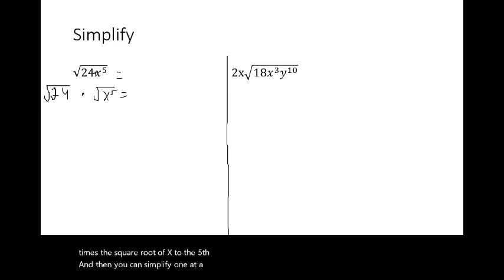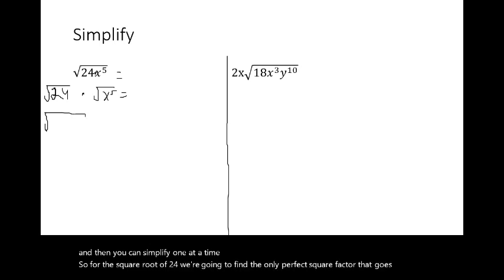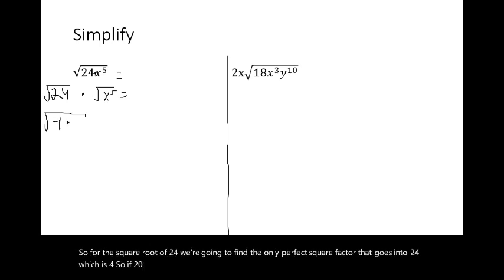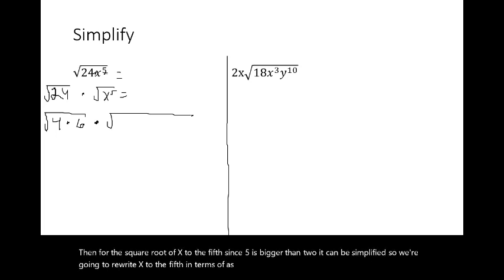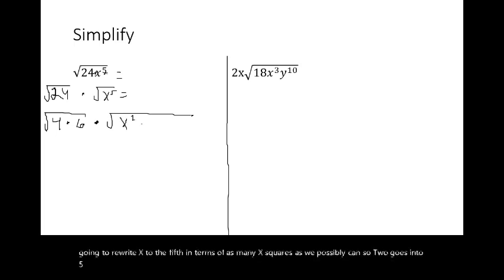So for the square root of 24, we're going to find the only perfect square factor that goes into 24, which is 4. So 24 is going to be 4 times 6. Then for the square root of x to the 5th, since 5 is bigger than 2, it can be simplified. So we're going to rewrite x to the 5th in terms of as many x squareds as we possibly can. So 2 goes into 5 approximately 2 times, with 1 left over.